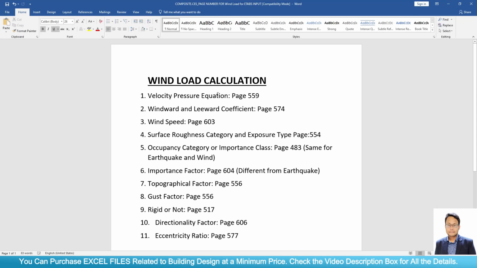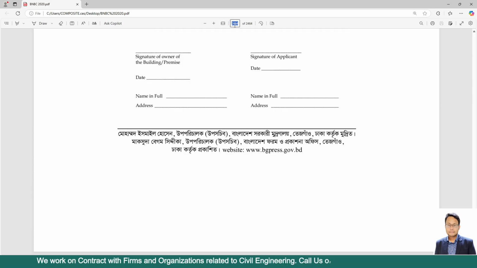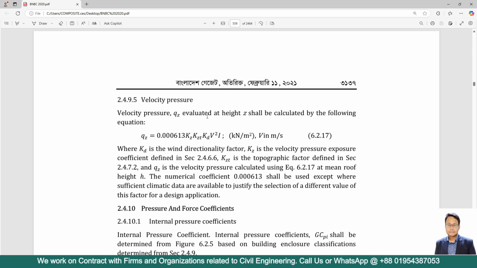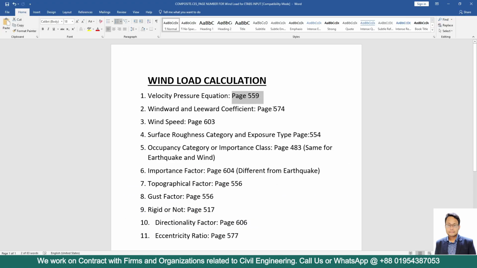Now I have prepared a list for the page numbers. At first I will go to page number 559. Under 559, you can see an equation which ETABS will use for calculating the velocity pressure of wind. Now we have to go to page number 574.